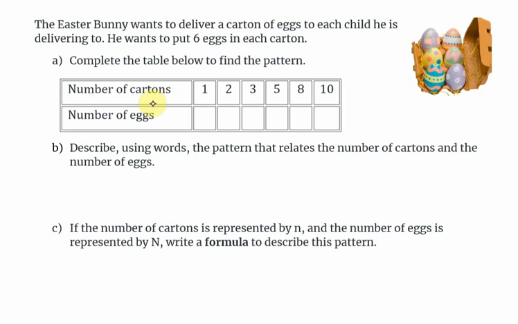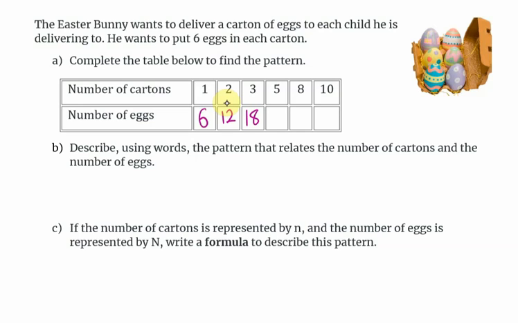The top says the number of cartons and the bottom value is the number of eggs. We've been given a few carton values and we're going to find the corresponding egg values. One carton has 6 eggs in it. If we had 2 cartons, there'd be 6 in each carton. 2 times 6 is 12. 3 cartons, each with 6 eggs. 3 times 6 is 18.